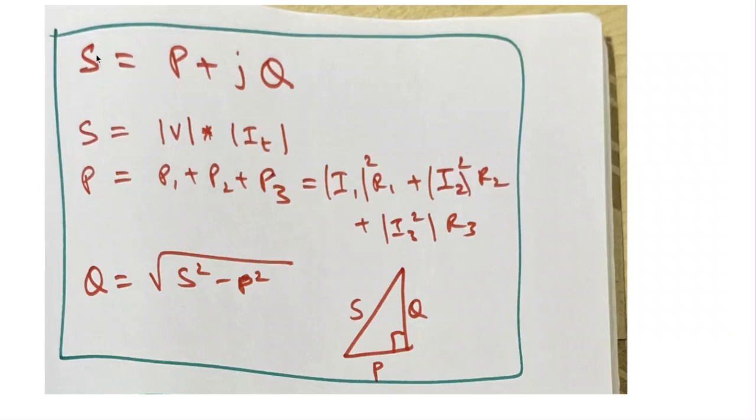You know, the complex power S is nothing but P plus JQ, active power plus reactive power. Individually, S can be calculated by taking the magnitude of voltage and magnitude of total current. Then I'll get the S. And P is already calculated. Individually, P1, P2, P3 we calculated and we already got the P. Now S and P are calculated. Then I can find the Q by this right angle triangle. So the square root of S square minus P square will give me the value of the reactive power Q.